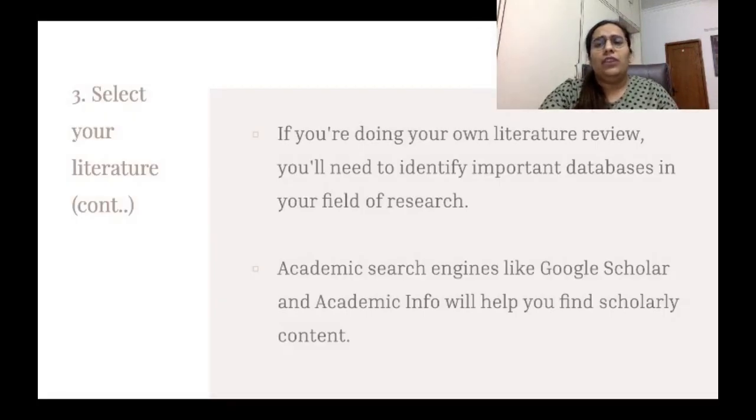Sometimes when you are doing your literature, if you are not doing your literature on your own, you will need to identify important databases in your field of research. When you are doing your own research, then you would have proper guidance of how important that research and those databases are, when you are doing research only online or on your laptop.